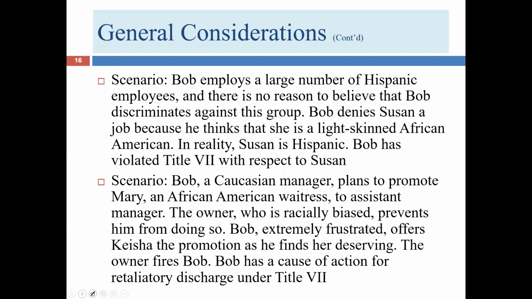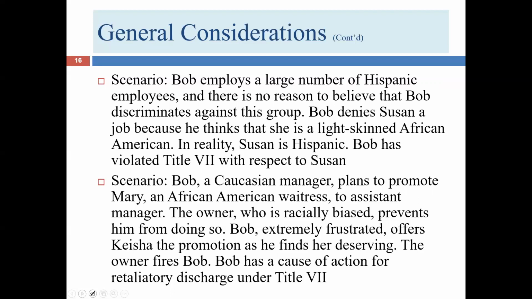Let's consider a couple of scenarios. Bob has a large number of Hispanic employees. There's no evidence Bob discriminates against any of those individuals. Bob denies Susan a job because he thinks incorrectly that she's a light-skinned African American. In reality, Susan is not African American, she's Hispanic. Even though Bob does not tend to discriminate against Hispanics, and if he had understood that Susan was in fact Hispanic, he probably wouldn't have discriminated against her, Bob has still violated Title VII with respect to Susan, specifically the race discrimination parts of that law.